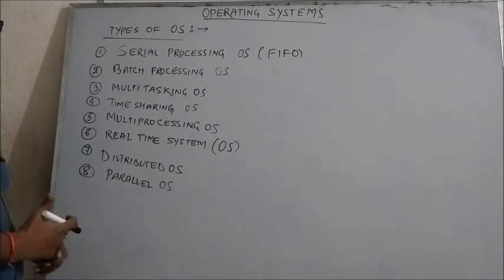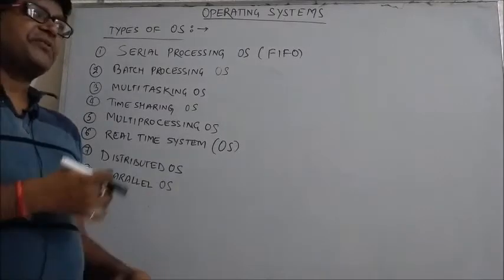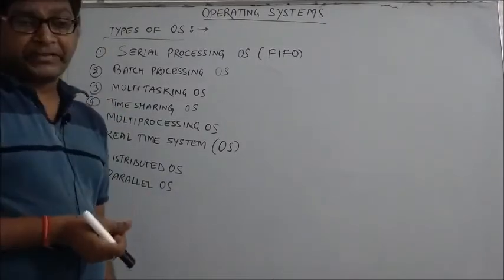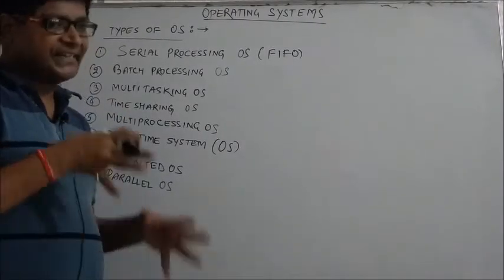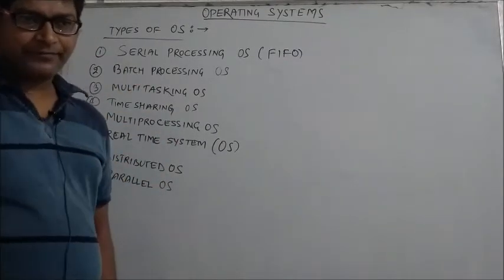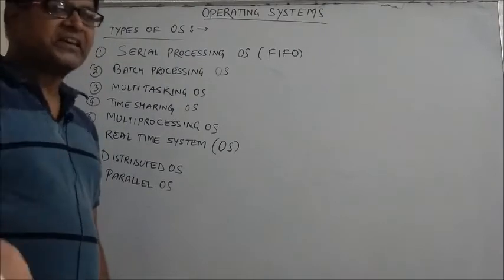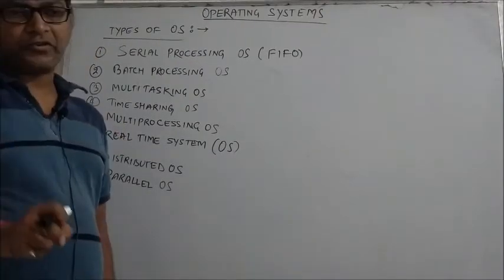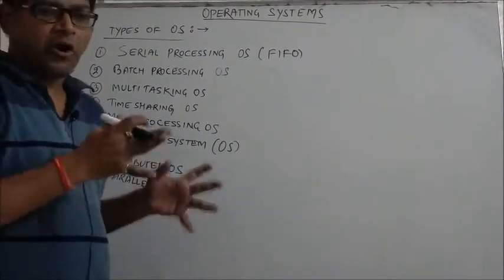Next one is your distributed operating system. Distributed operating system is used in computer networks where the same data can be stored at different locations, right? And it can be processed at different locations rather than at one location.